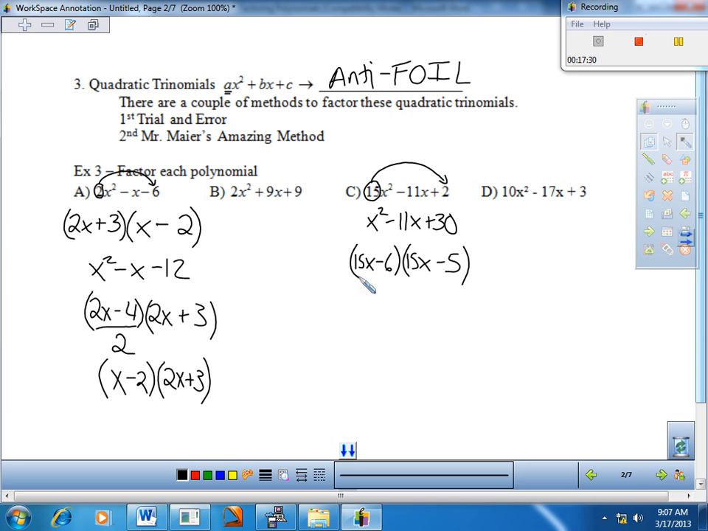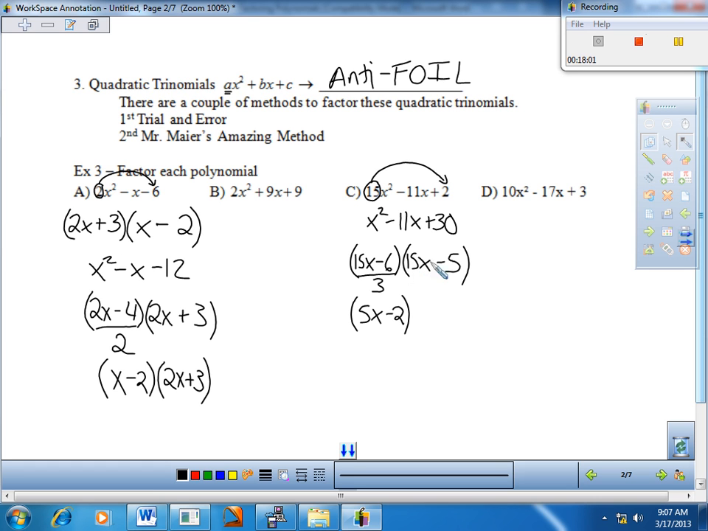So let's take a look. If you look at this one as a factor, it looks like I do have an extra factor of 3 in here, right? 3 goes into both those. So let's get rid of the 3. 15x divided by 3, 5x. 6 divided by 3, 2. There you go. There's your nice factor right there.